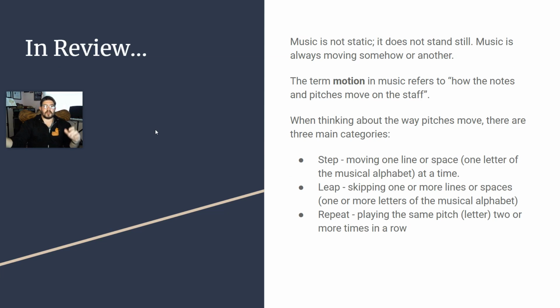So let's review real quick here. I know that this is getting a little bit long here, folks. Thank you for sticking with me. I appreciate it. As I said in the beginning, music is always moving somehow or another, whether it's taking steps, which is moving one line or space, one letter of the musical alphabet at a time, whether it's leaping, which is skipping one or more lines or spaces, and therefore skipping one or more letters of the musical alphabet, or by repeating, which is playing the same pitch 2 or more times in a row. So that's our lesson today on step, leap, and repeat.